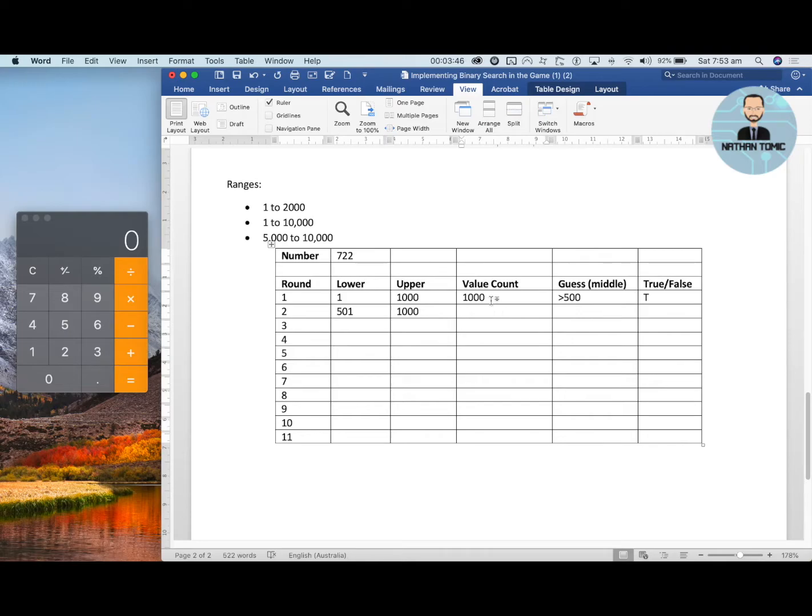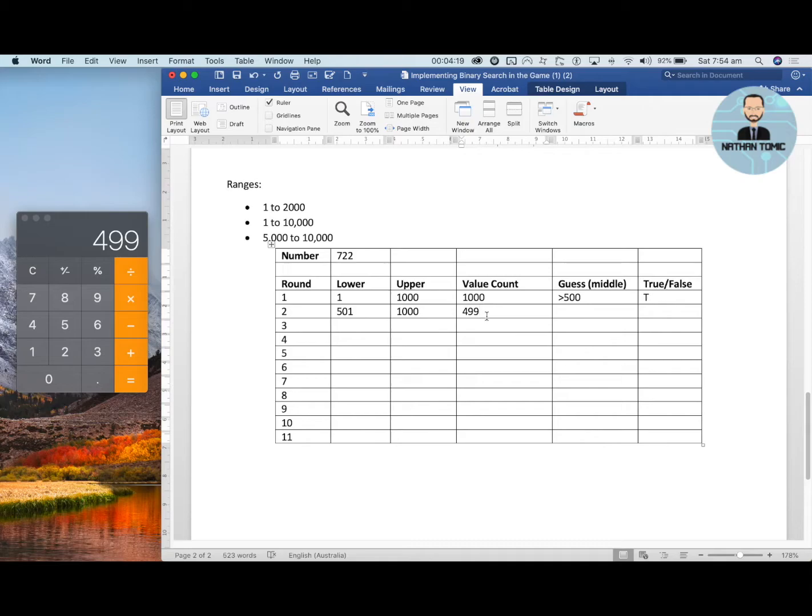To work out the value count, take your upper number and take away from that your lower number. So if I have 1000 and I take away 501, of course it's 499. So there are 499 values in this. And what we can see is that we have basically halved the number from the first round. It's not exactly half because, of course, there's always a bit of variation for the greater than, less than, etc., and for rounding, as we'll see soon.